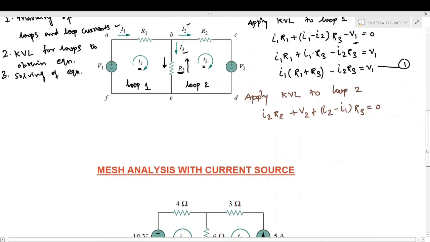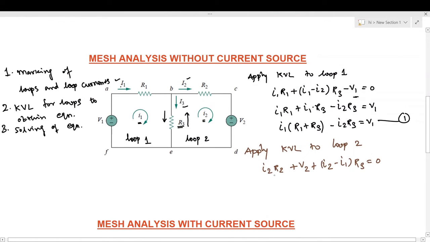In the same manner as above, we need to segregate the I1, I2 values and V2 values. So on simplification, we will get the value minus I1 into R3 plus I2 into R2 plus R3, which is equal to minus V2. So say this is equation number 2.